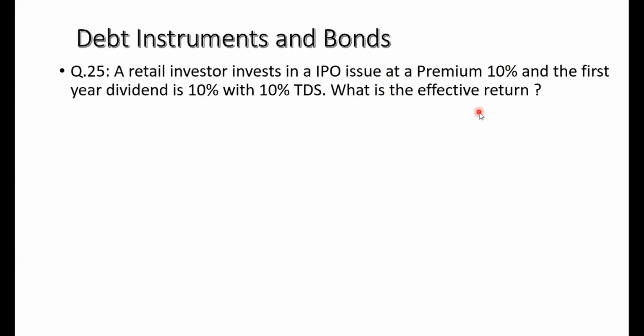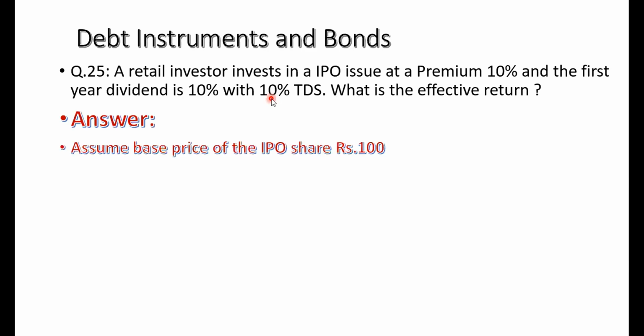What is the effective return? You see, a retail investor invests in an IPO. Many IPOs sometimes will be at a premium, 10% premium, and the first dividend is also 10%. And any dividend is subject to TDS. But when they sell the share, again there is one more capital gain tax, short-term gain tax. These are the things by which the government of India makes money. Now the question is, what is the effective rate?